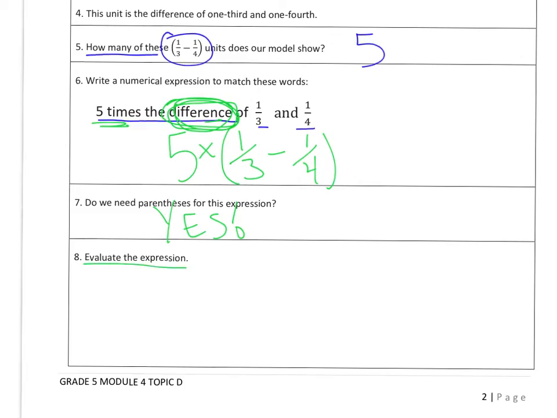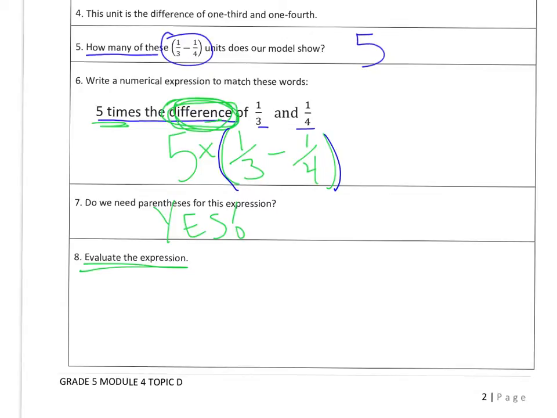Now we're evaluating. We are solving our expression. So we had 1/3 minus 1/4 in the parentheses, so we're going to do that first. Uh-oh, we can't subtract fractions that don't match. So we have to turn those, how about into 12ths?